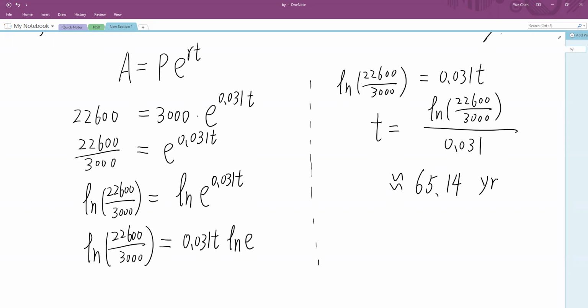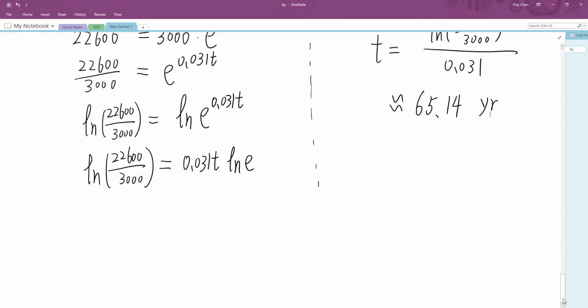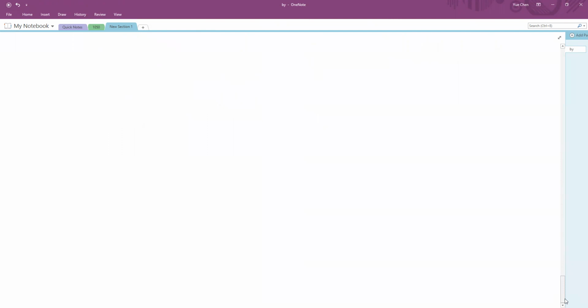Okay. Don't forget the parentheses here. If you have no parentheses, you will have some trouble. So this is the number 17. Number 18.